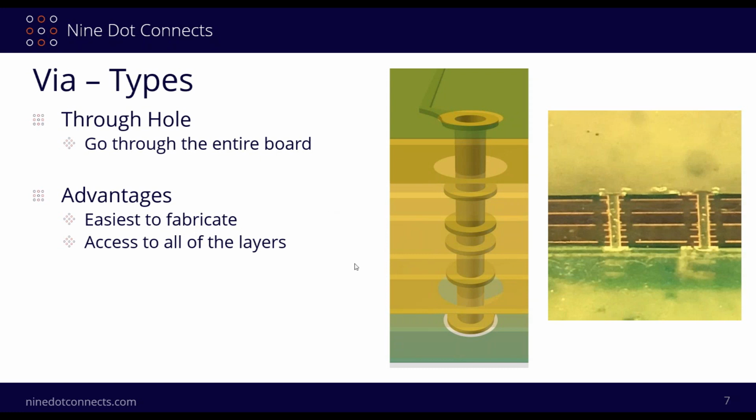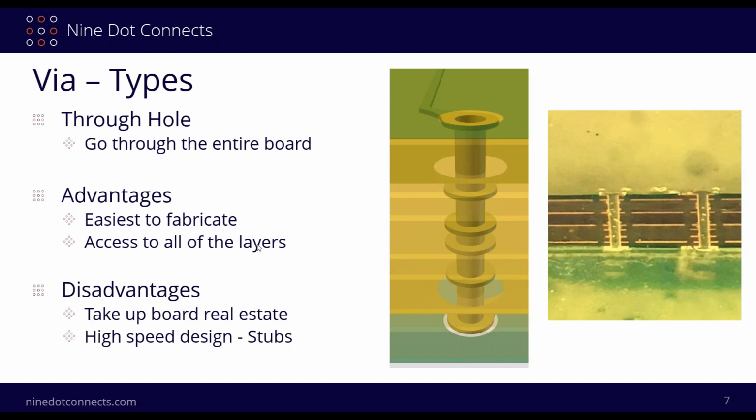So this is an 8-layer board example, and I pretty much would have access to and from any layer I'd need to through this. Of course, the disadvantage is they take up board real estate, and in high speed, we get something called a stub. Stubs are bad business in high-speed design. So what do we mean by that? We're going from layer 1, dropping down to layer 5 in a particular example, but we're not doing anything from layer 5 downward. That's a stub.